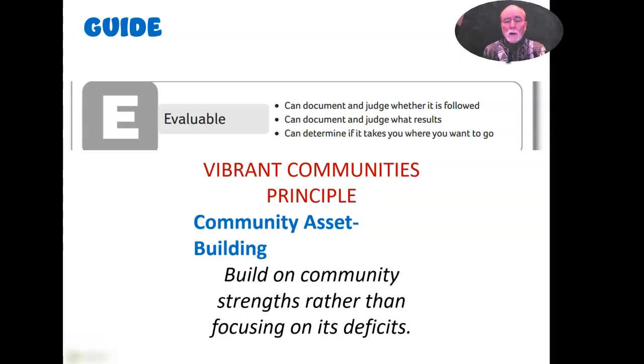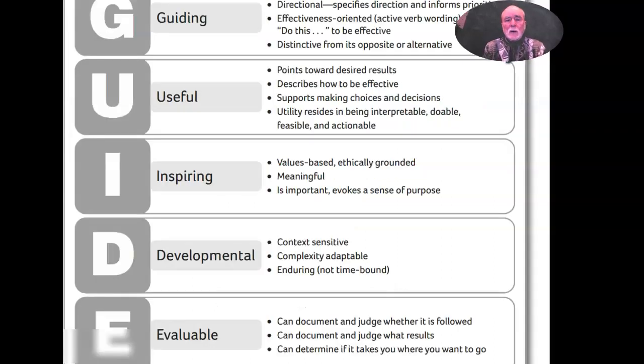And finally, the E in GUIDE is for evaluable, that the principle is stated in a way that it can be documented and judged whether it's followed, that it can be examined for what results come from it, and can determine if it takes the community where they want to go. Does building on strengths rather than deficits achieve reductions in poverty, the purpose of the Vibrant Communities Initiative? That's the GUIDE framework. It provides direction, is useful, the principle is inspiring, developmental, and adaptable, and can be evaluated.